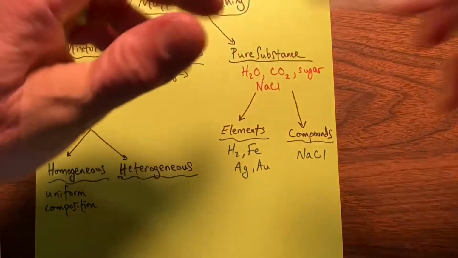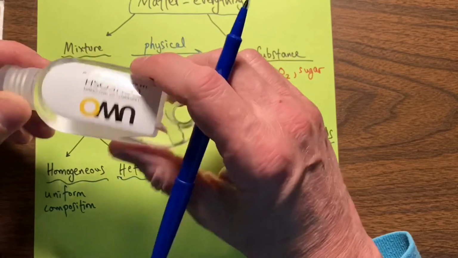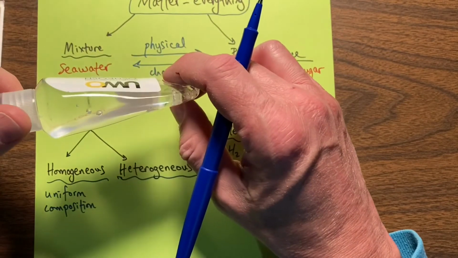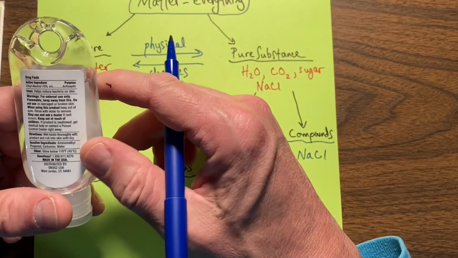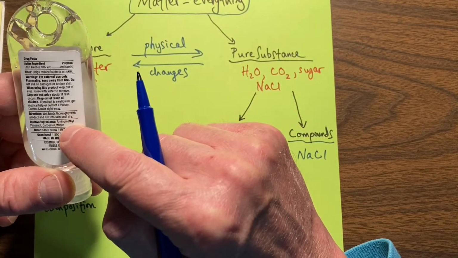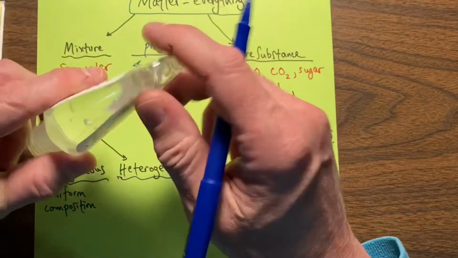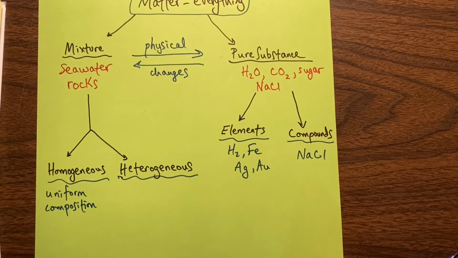This hand sanitizer that I was given by the university looks like water, but hand sanitizer is a mixture, a homogeneous mixture. And if you look at the ingredients, you can see if it's made of more than one chemical, it's definitely a mixture. So we know it's not a pure substance. So that's a homogeneous mixture.